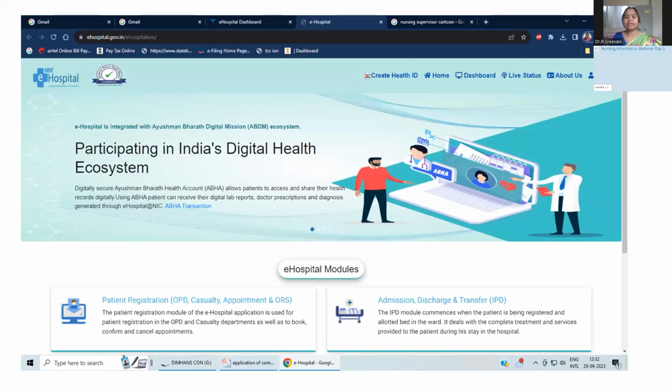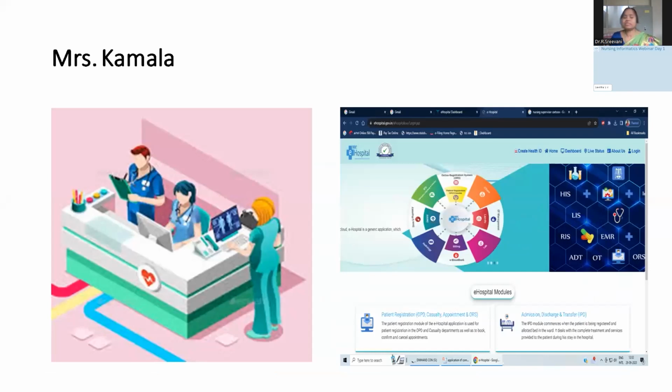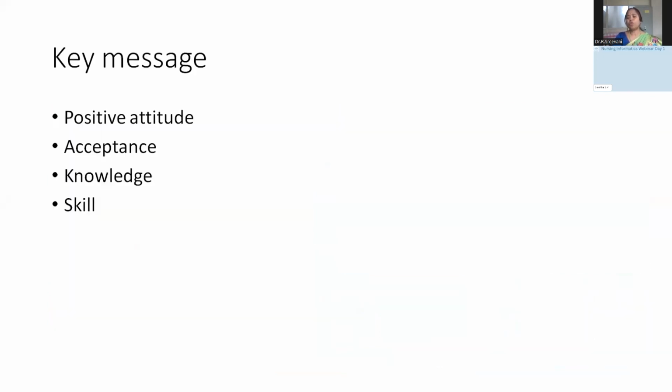So this is the Indian digital health platform. There, Mrs. Kamala can use the gadgets or digital equipment to care for the patient, and most of the manual work is reduced, and she is able to focus on her work and also on the patient. So this is the story. Now what is the key message out of this story?